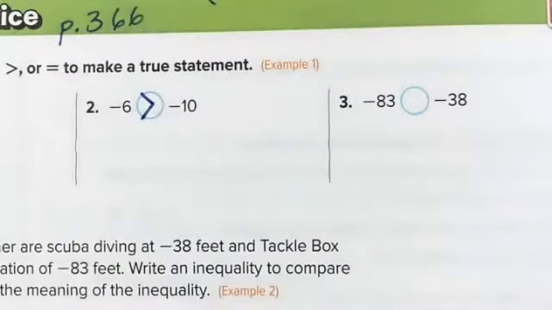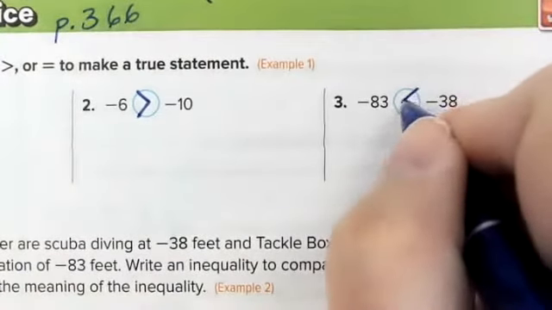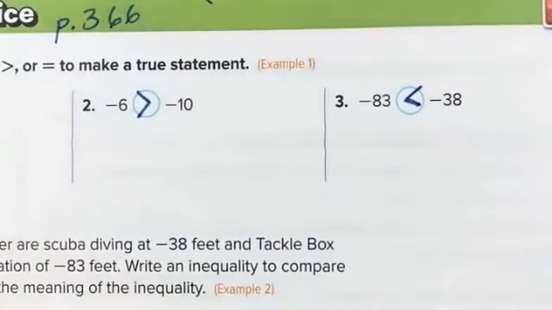Number 3, -83 is what than -38. So -83 is farther to the left on the number line. It's smaller. So -83 is less than -38.